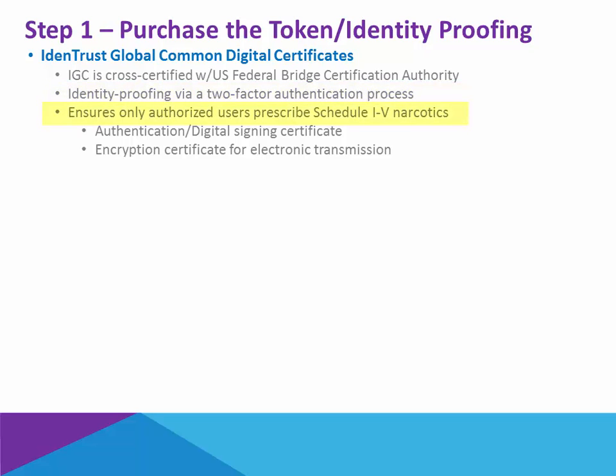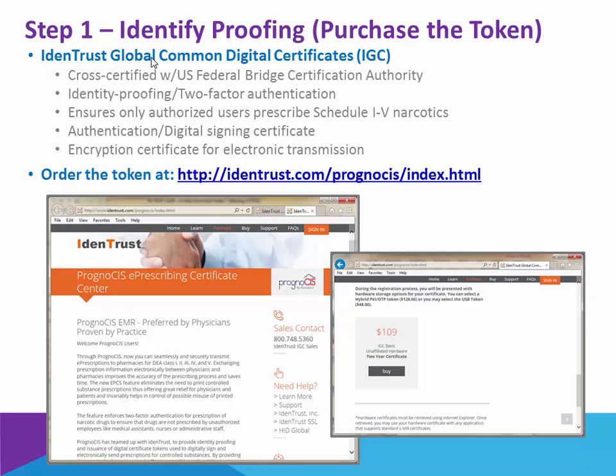This ensures that only authorized users are prescribing the Schedule 1 through 5 narcotics by requiring an authentication or digital signing certificate as well as an encryption certificate at the point of transmitting these electronic prescriptions. The first step would be to procure this e-token, which is what we're going to walk through in this video, and then we will show you how to set it up in Prognosis so that the doctors can begin prescribing.